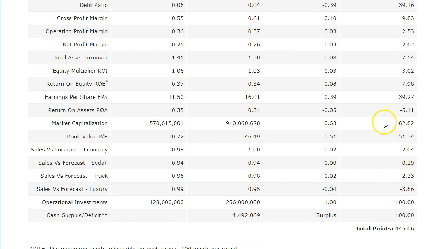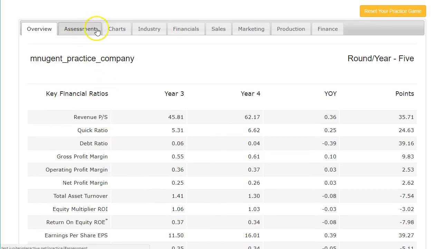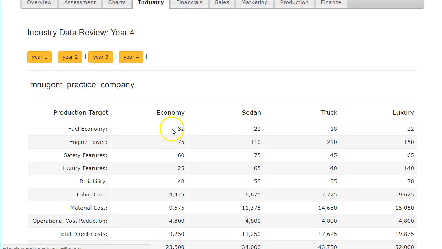I made money on my book value and market capitalization, and I doubled my investments, so I got 100 points there, and my surplus came in, so 454 points. So that's good. Let's see how I did if I look at myself in the industry.